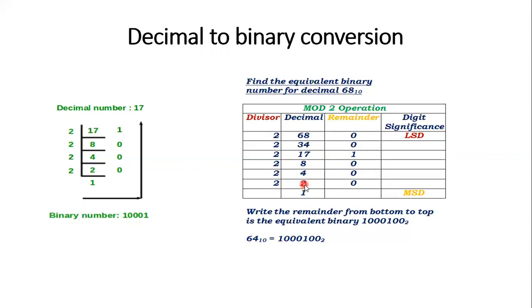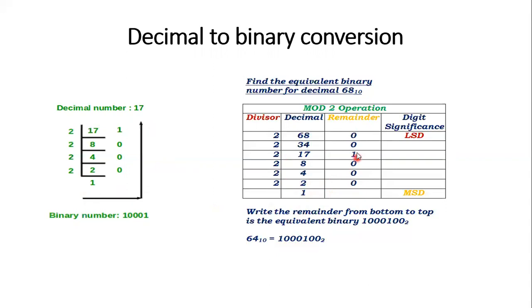Again, this 2 is divided by 2, 1 time, the remainder is 0. So you take from bottom to top, that is 1, 0, 0, 0, 1, 0, 0. So this is the value: 1, 0, 0, 0, 1, 0, 0. Bottom to top, like that, bottom to top.